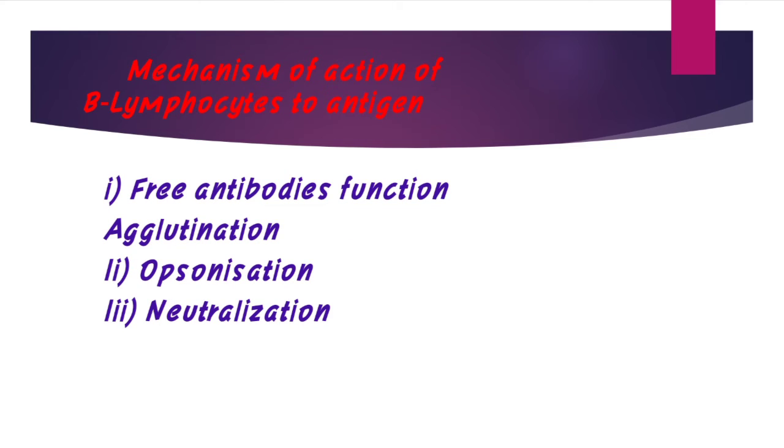Then the mechanism of action of B lymphocytes to antigen. B lymphocytes are sensitized directly by both antigens as well as by helper T cells. Activated B lymphocytes multiply very fast to produce a clone of plasma cells and memory B cells. And these plasma cells produce specialized glycoproteins known as antibodies, which are circulated through body fluids, also known as humors, like blood and lymph. The antibody molecules may bind to cell membranes or they remain free. The free antibodies have three main functions.